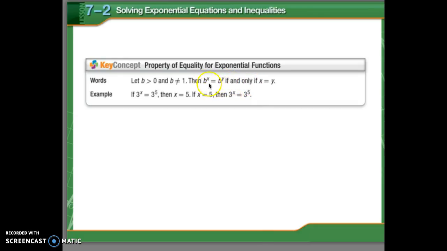If and only if basically means you can read the equation from left to right or right to left. If the left thing is true, then the right thing is true, and if the right thing is true, then the left thing is true. So for example, if 3 to the x equals 3 to the 5, then obviously x has to be 5. And if x equals 5, then 3 to the x has to be equal to 3 to the 5.